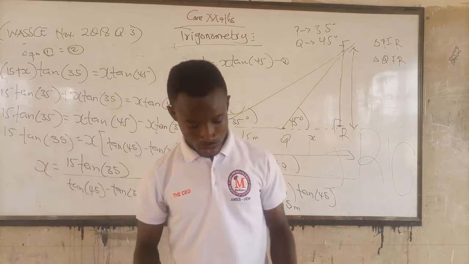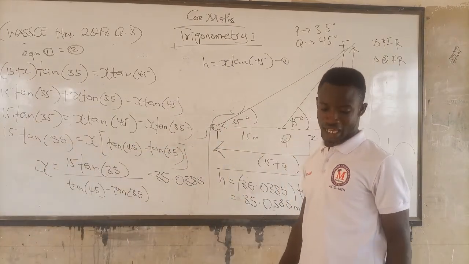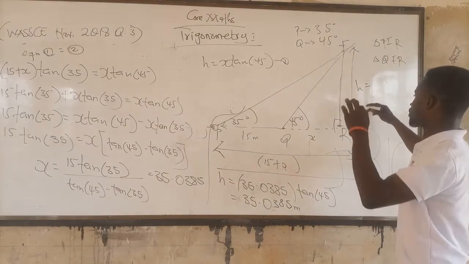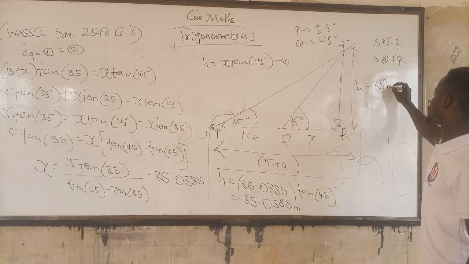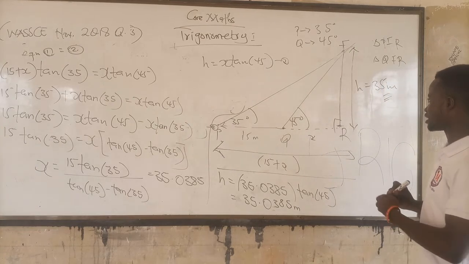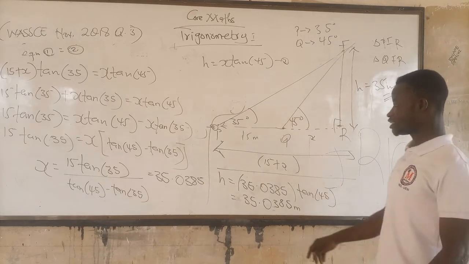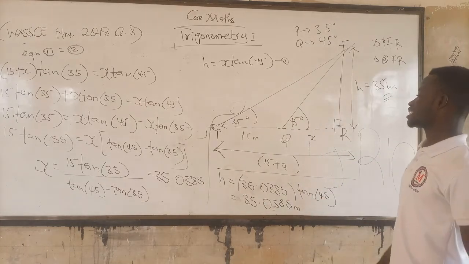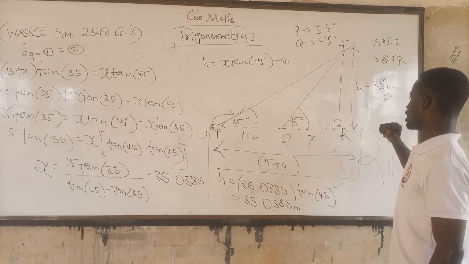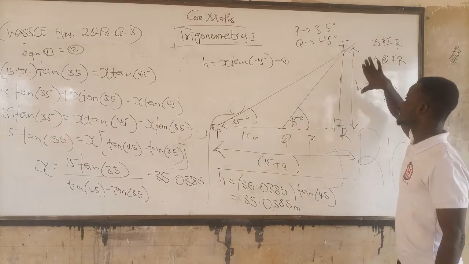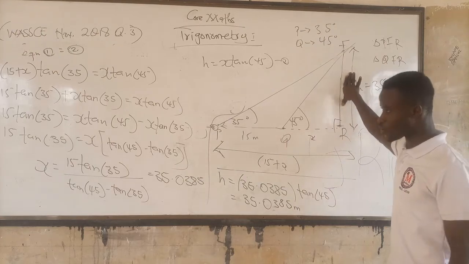Therefore, you conclude that the height of the tower will be 35 meters. That one you can approximate to 35 meters. So clearly you can see that the distance from Q to the foot of the tower is the same as the height of the tower.